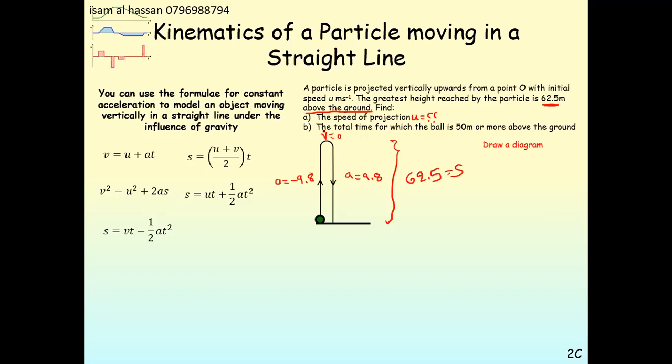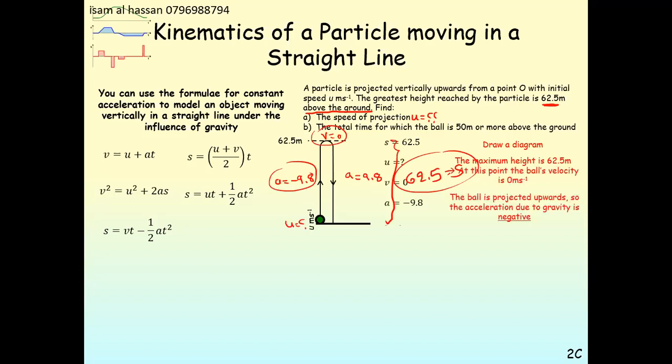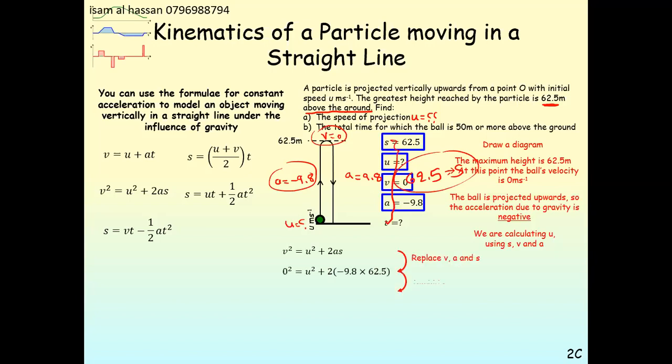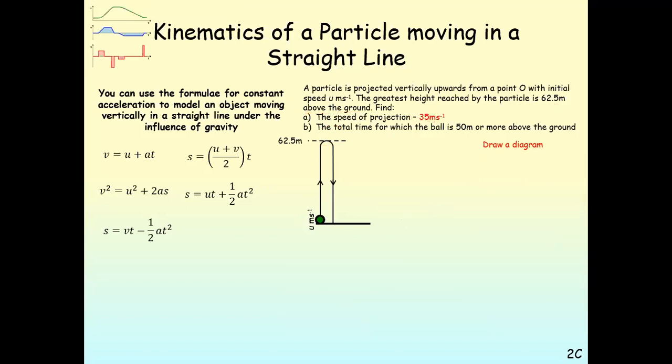So we have A, we have V, we have S. We need to find U. So that's a U. We'll choose an equation without time t. That is your equation. So then U equals 35.